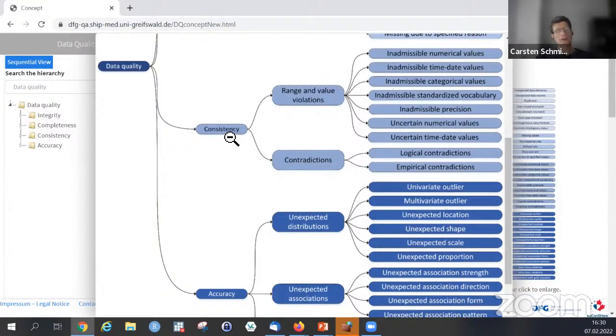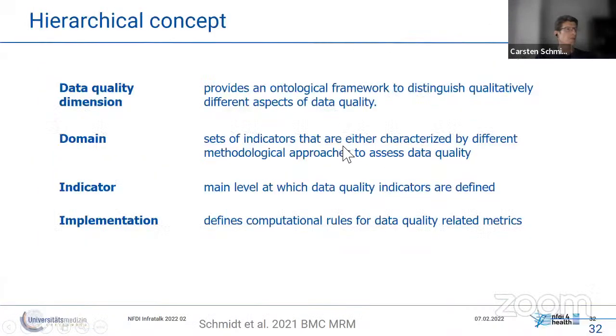From this very broad approach, you can get more and more specific and closer and closer to what data aspects you want to view. And that is one approach in this concept that we also use in NFDI: at the top level you have a data quality dimension, kind of a domain where you define a broad methodological approach, and then you formulate indicators. And different from the indicator is really how you algorithmically deal with it.